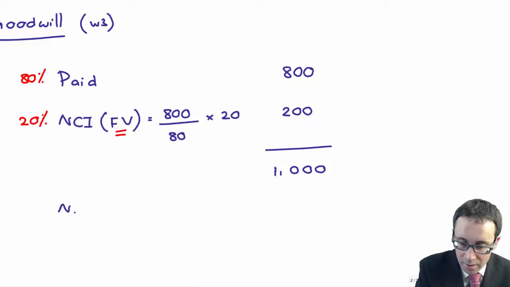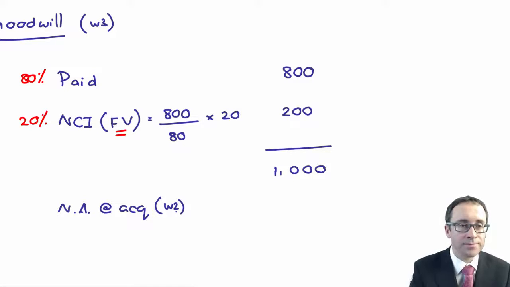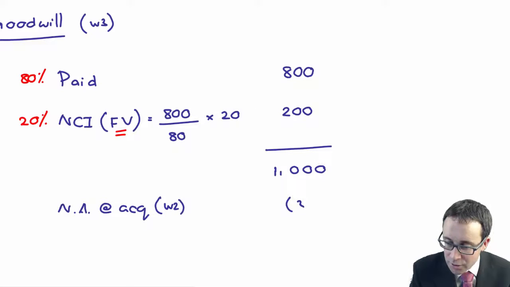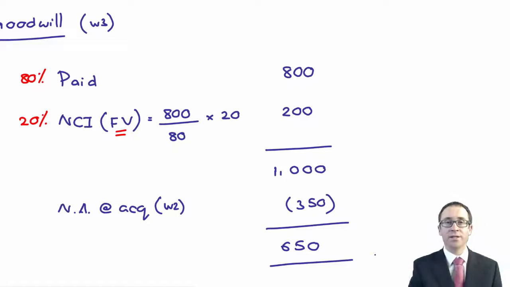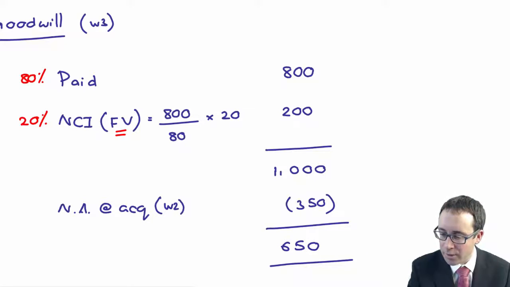And then we deduct, don't we, the net assets at acquisition, if you like, from working 2. The net assets at acquisition, I think, were 350. So it gives me goodwill of 650, isn't it? Okay. Everybody happy with that one there? I think the NCI calculation is a bit tricky. All we're doing is working out what each percentage point is and then using that to work out what 20 percentage points are. Okay. As I said, in the exam, I do believe you'll be given the fair value of the NCI.